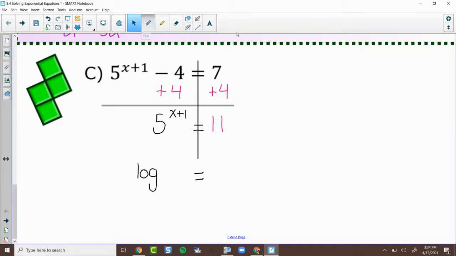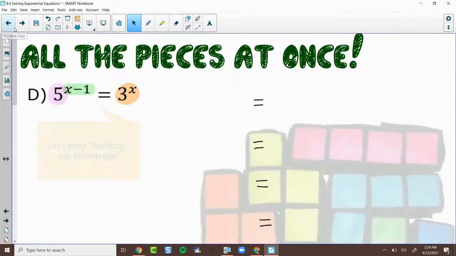So I'm going to have log base 5 of 11 gets me deloop back to the exponent, which is just x plus 1. And now it looks pretty friendly because I'm just going to subtract 1 on both sides for a final answer. Log base 5 of 11 minus 1. All done.